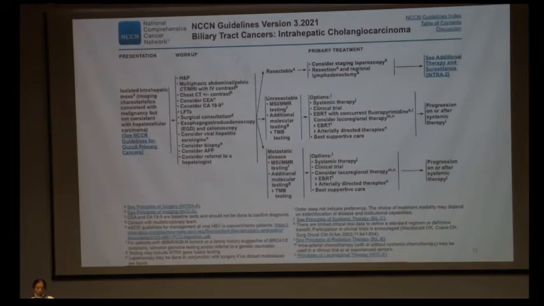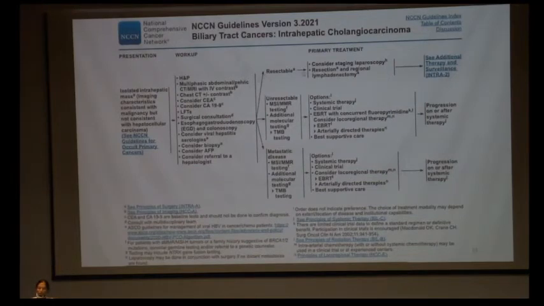The initial workup, as we are doing, is history and physical followed by imaging, tumor markers and biochemical markers. Surgical consultation should be done in the initial stages itself, and biopsy can be considered if the patient is deemed to be unresectable, otherwise should not be done. So these patients are put into one of these three groups, either resectable, unresectable, locally advanced or metastatic disease.